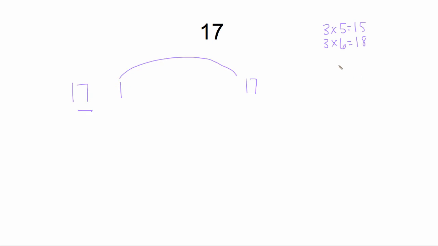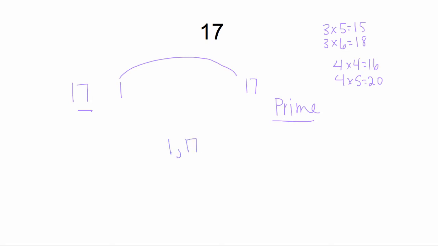Then we go to 4. 4 times 4 is 16, and then 4 times 5 is 20, so we cannot go in perfectly with 4. There are no numbers other than 1 and 17 that go in perfectly. So if you remember, that means this is a prime number. The only factors are 1 and 17.